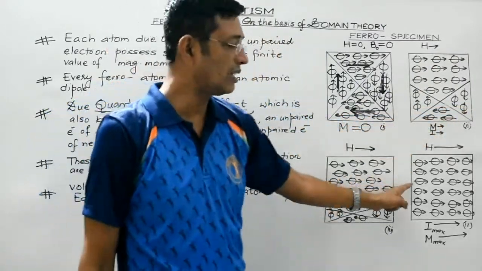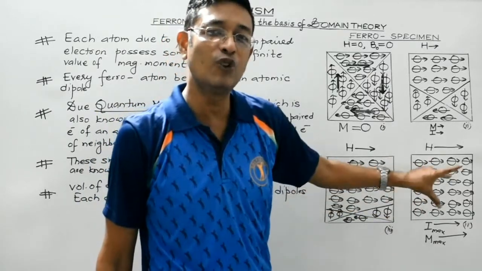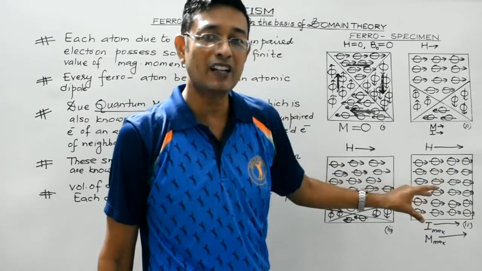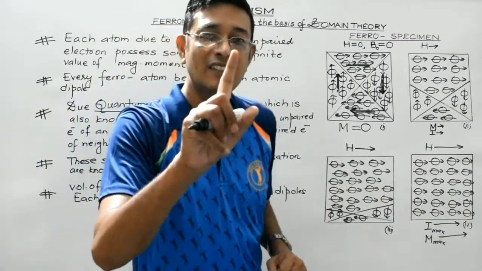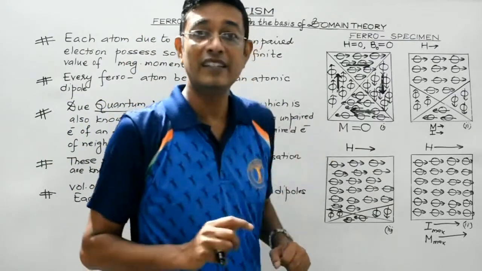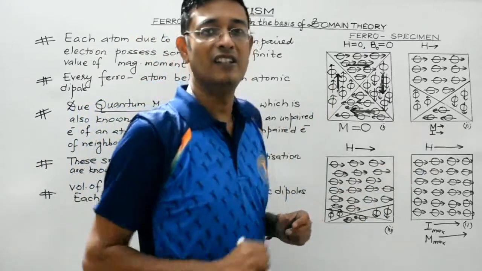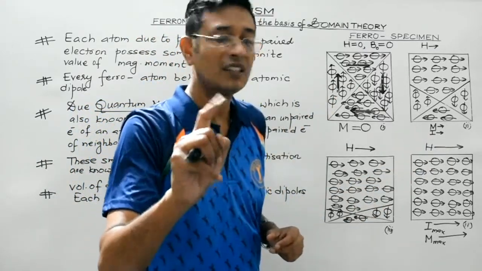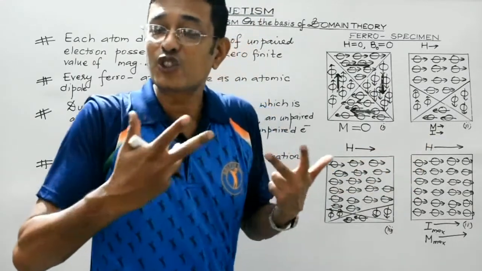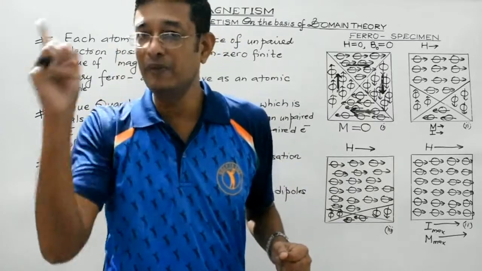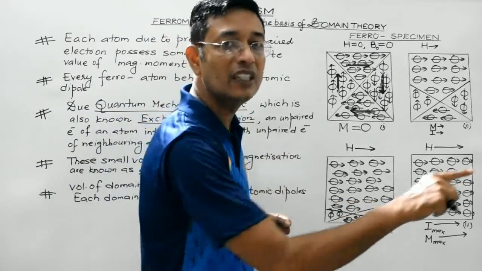So eventually and ultimately, a single giant domain will be obtained where all the atomic dipoles are aligned perfectly parallel to the external field. So basically, students, in para, when it is under the influence of an external field, it gets feebly or weakly magnetized along the direction of the external field. But in a ferromagnetic substance, under the influence of an external magnetic field, it gets strongly magnetized. In para, it gets feebly magnetized. In ferro, it will get strongly magnetized along the direction of the external field.